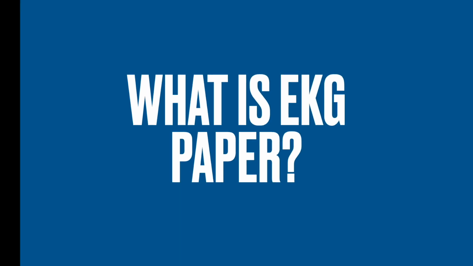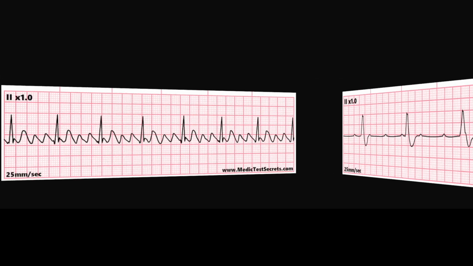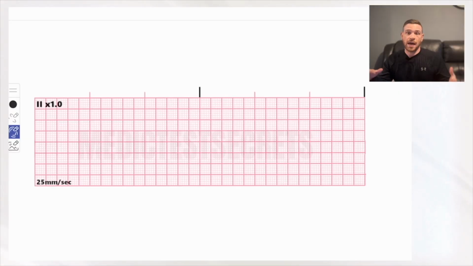So what is EKG paper? EKG paper is ruled graph paper that is used to measure both time and amplitude. Here is a blank 6-second strip of EKG paper. Most rhythm identification is done with a 6-second strip. That gives you a good snapshot and the ability to see enough beats to have a good idea of what's going on. But we're going to focus on a 6-second strip as the foundation for rhythm identification.